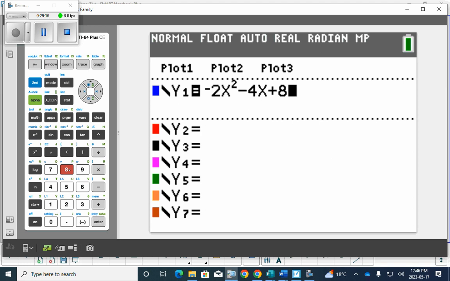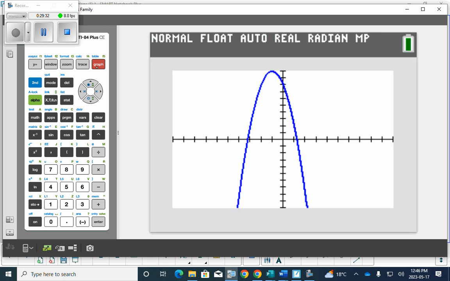Where do you expect the y-intercept to be? +8, okay? It has a -2 as the leading coefficient. So is it going to finish going up or finish coming down? So since it's finishing coming down, is this going to be a smile or a frown? A frown. Look at that.